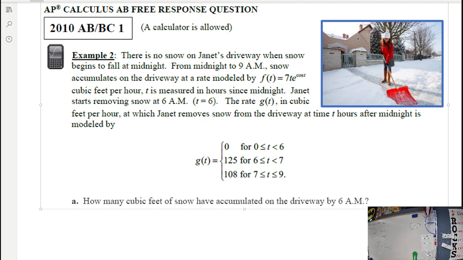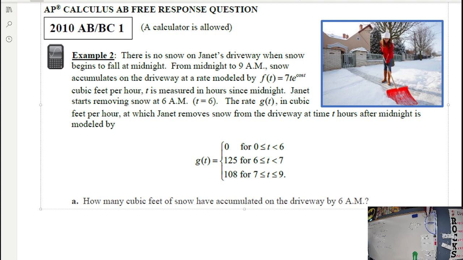So we've got a couple of functions here. Snow accumulates in the driveway at a rate modeled by f of t. It's equal to 7t times e to the cosine of t, cubic feet per hour. T is measured in hours since midnight. So when t is equal to 0, it's midnight. When t is equal to 1, it's 1 a.m. Janet starts removing snow at 6 a.m. The rate at which Janet is removing snow is labeled as g of t.